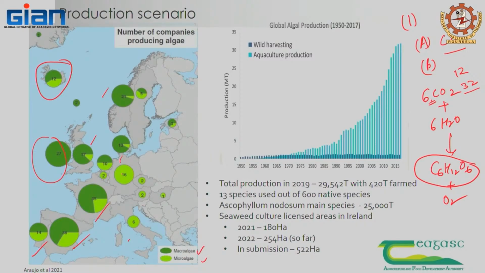There are some landlocked countries trying to produce seaweed on land, either using fresh water or sea water in some form. So, this is all the statistics. 13 species are used out of 600 native species. There are several more species, and some are invasive species which come through the water because water bodies are attached to each other.